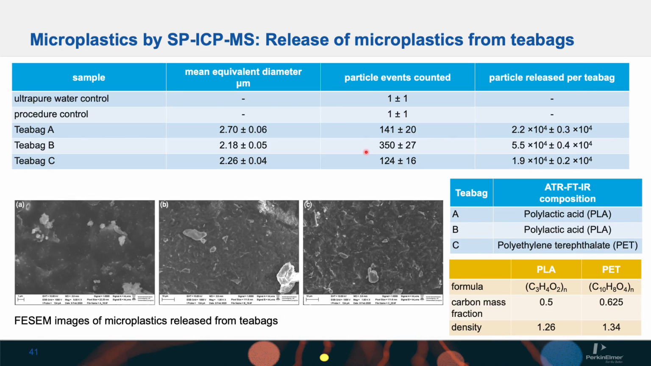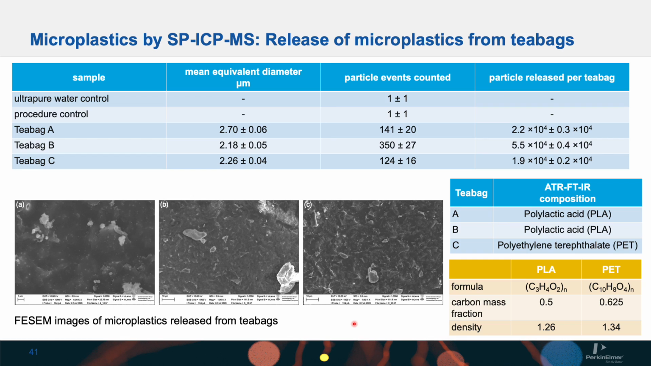On average, 1 particle event was detected in ultra-pure water and procedural blanks. The number of events detected in the samples were lower than in the previous case, and acquisition times had to be increased up to 5 minutes. Under such conditions, we could estimate the release of around 10 to the 4 particles per tea bag, with mean sizes around 2 micrometers. As in the previous case, the shape of the particles was very irregular, as we can see here in the images obtained by scanning electron microscopy.